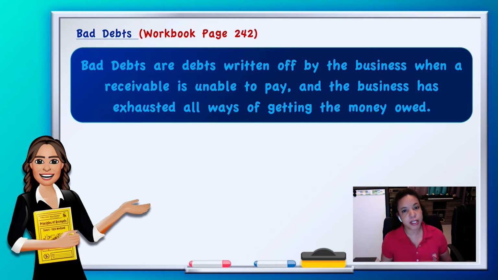The person is bankrupt. They're legally bankrupt. The courts have stated it. So therefore, you're not going to get your money. You write it off as a bad debt. Okay?